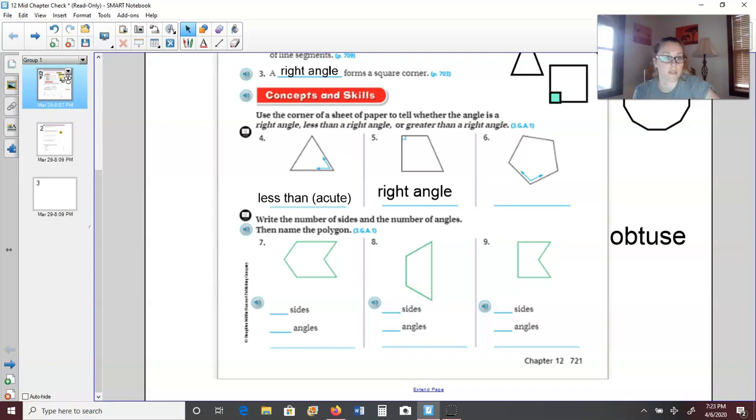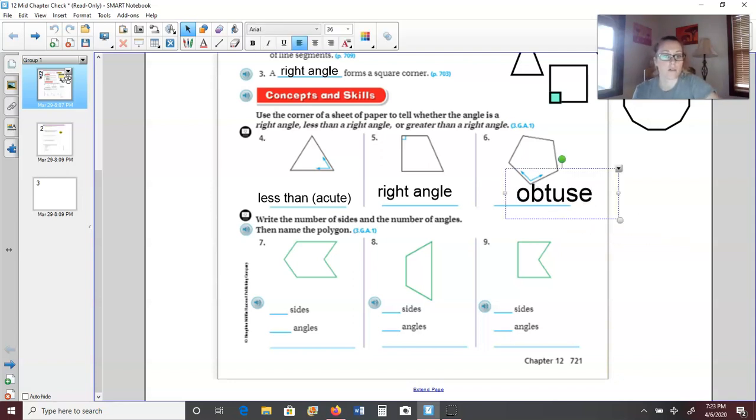And on number 6, we have a pentagon, a 5-sided figure. And when we look at this angle, it is opening up wide. So when we have an angle opening up wide, it is greater than a right angle. So I'm going to say greater than, but that also is obtuse.